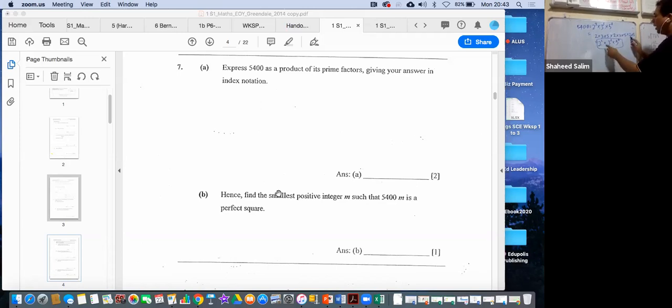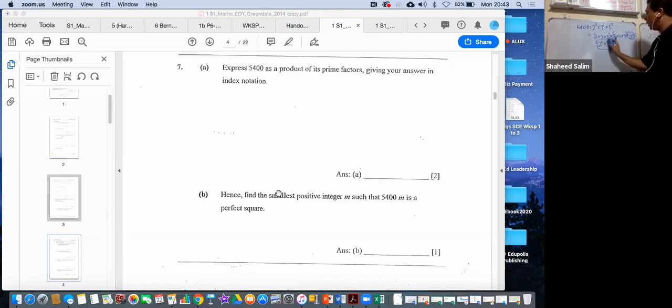If you multiply by another 2, you have 2 to the power of 3. Then 3 to the power of 3, and 5 to the power of 2. Now this is the same number. Can you see? But we are supposed to divide it into 2 groups. Sorry, there's an additional one here, this one. So we have to put it in one of the brackets.